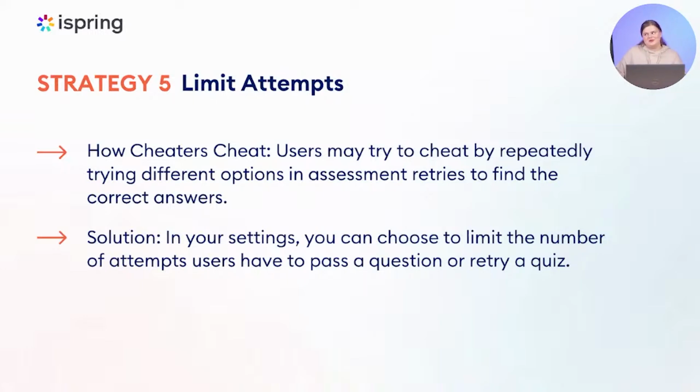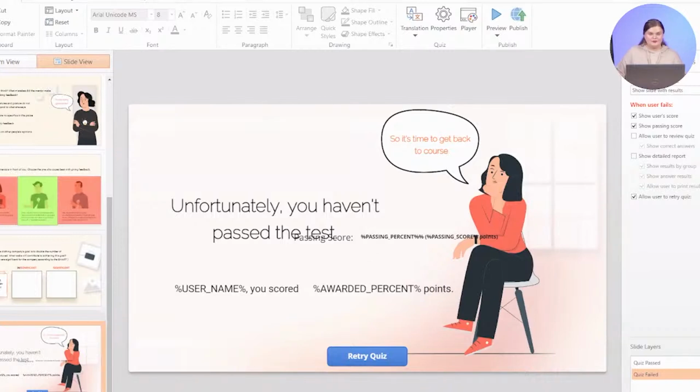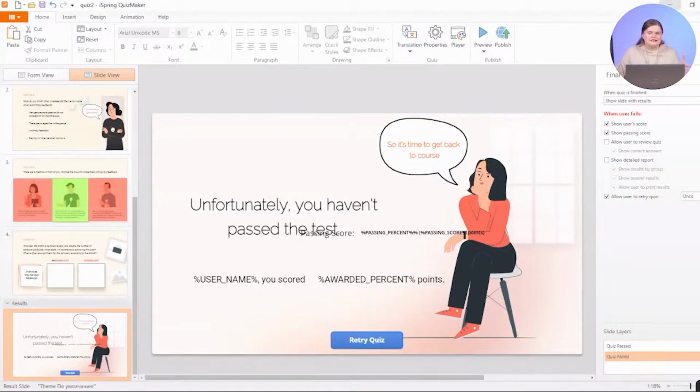So let me show you how it works in iSpring. So we will go back to the quiz. And right now that we are on this results slide, you can see the option Allow users to retry the quiz. So here it is. And you can see the Retry Quiz button on the slide. So once you enable the option Allow users to retry the quiz, learners will be able to just click on the Retry Quiz button and take the quiz one more time.